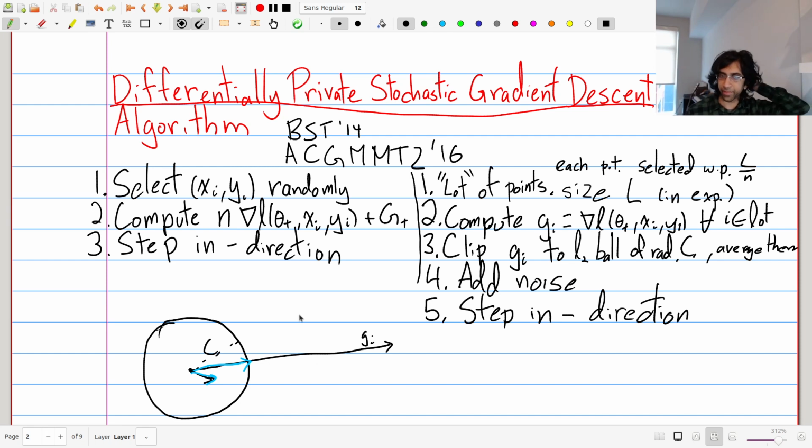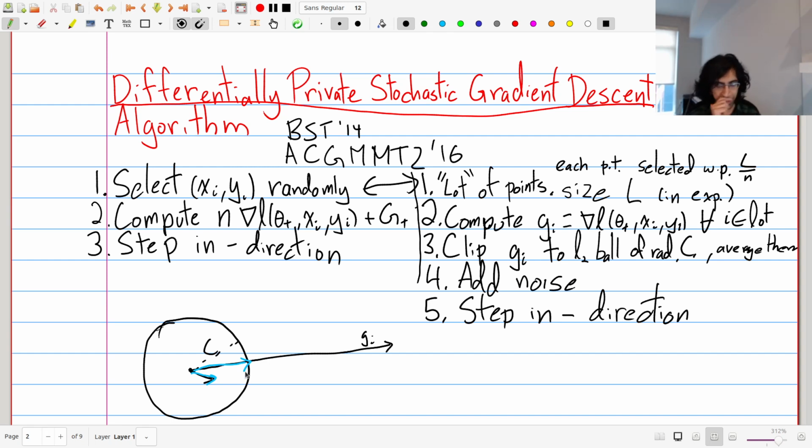So, let's highlight the two differences. The one main difference is that step 1 differs: selecting one point versus selecting a lot of points. And the second difference is that we just take the gradient, and in this one we have to actually clip it. Let me just comment on this: we just round it to the ball. Again, it seems kind of crude, but it typically works in practice.